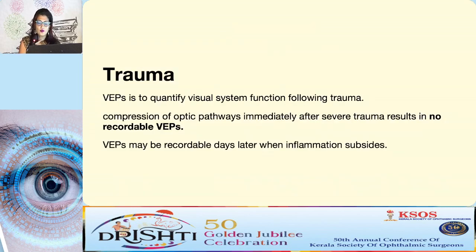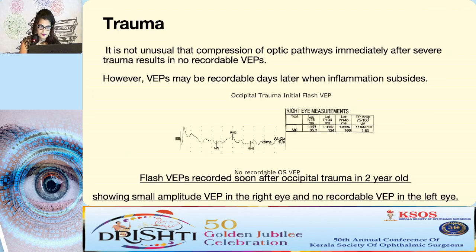In trauma, what do we do? Use it in trauma for traumatic optic neuropathy. So immediately after severe trauma, if you have traumatic optic neuropathy, you can get no recordable VEPs. However, sometimes it is because of the inflammation.